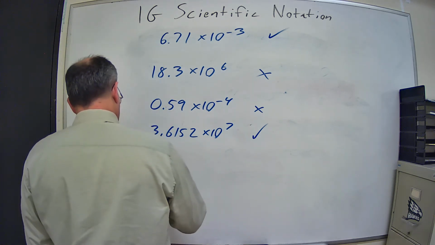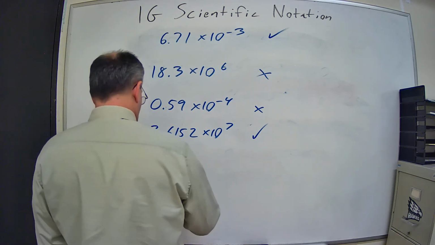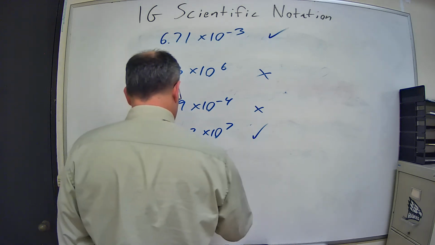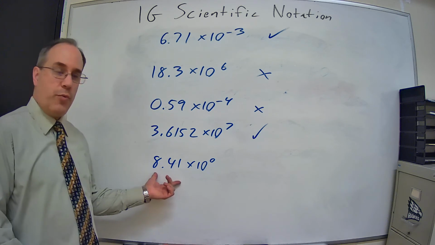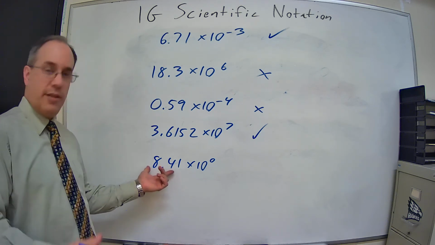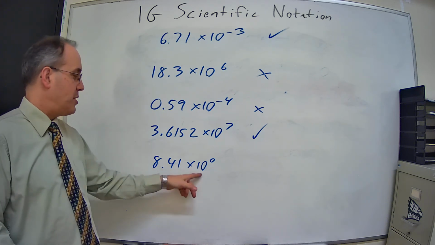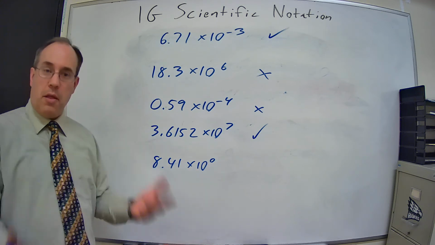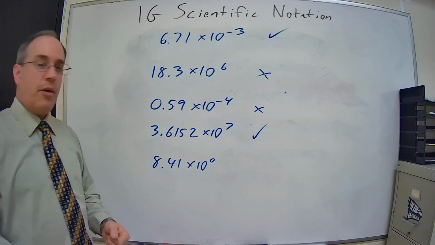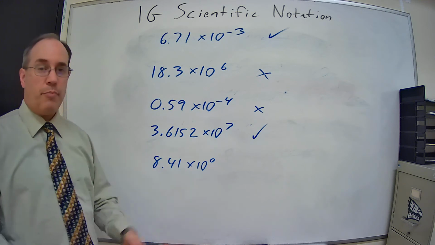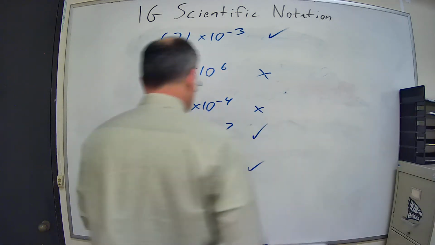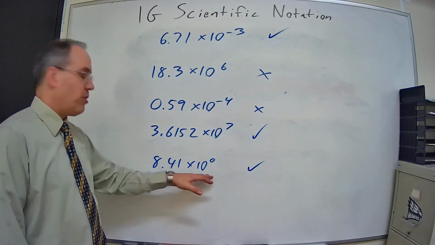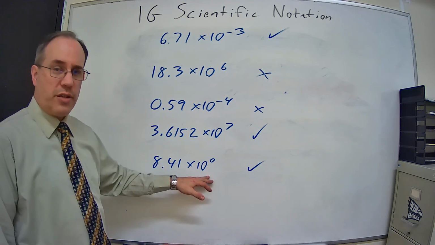What about 8.41 times 10 to the 0? Looking for a number between 1 and 10. 8.41 is between 1 and 10, that's good. Times 10 to some power. That is a number in scientific notation. That is 10 to some power. The power happens to be 0. So yes, in scientific notation. Let's take a look at this and see what that tells us though.